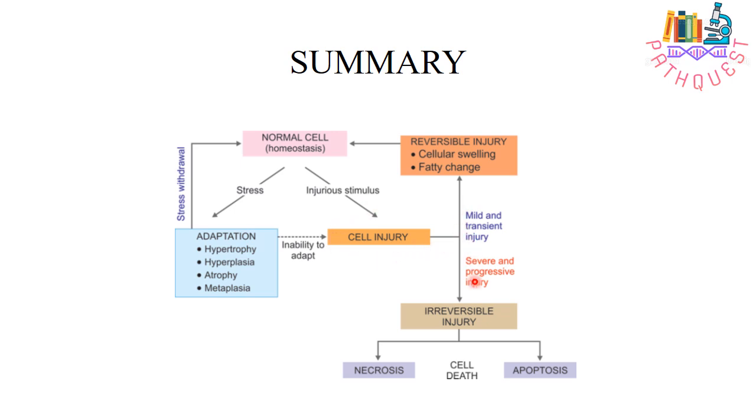Depending upon the type of stimulus, whether the injurious stimulus is mild or transient or severe or progressive, will determine the final outcome. If the injurious stimulus is mild or transient, it will result in reversible type of cell injury like cellular swelling and fatty change. If it is severe and progressive type of injury, it will result in irreversible cell injury and ultimately cell death by either necrosis or apoptosis. Necrosis is disorganized cell death and apoptosis is programmed or organized cell death.